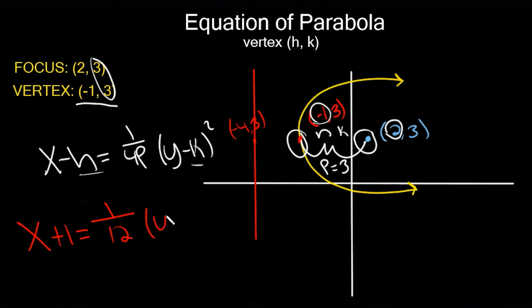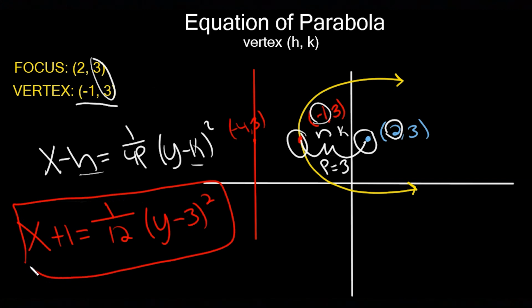And then in parentheses here, I get y. What's going to be my k? Well, my k is 3, so I get y minus 3, and then square it, and there it is. Here is the equation of my parabola, and we're done. So again, not too bad. It's pretty easy. You're just simply plugging in your values, and then you'll get the equation of your parabola.